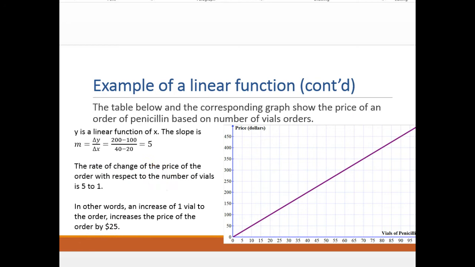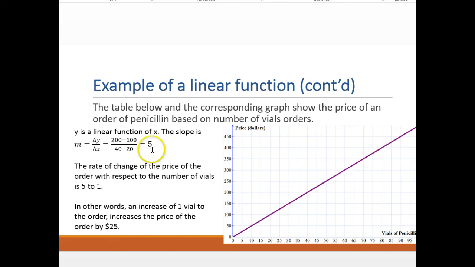If I were to actually take 2 points and calculate the slope, I took the first 2 points on my table, 200 minus 100 over 40 minus 20, which is 5. The other way we can tell from the graph is that it doesn't waver, it's a straight line, so we know if we pick any 2 points, the slope will be 5. If we were to go back to our table and pick any 2 other points and plug into our formula, we would get 5 as well.